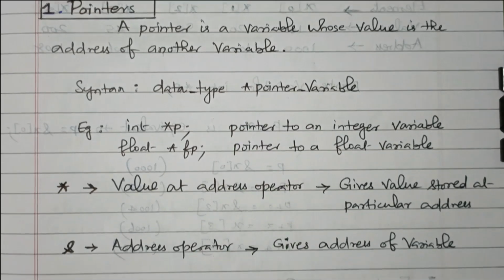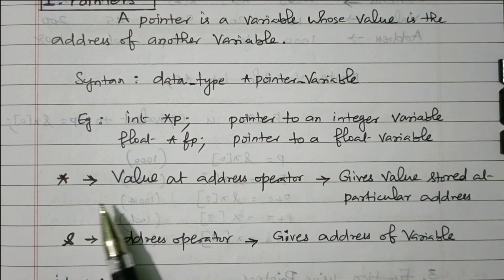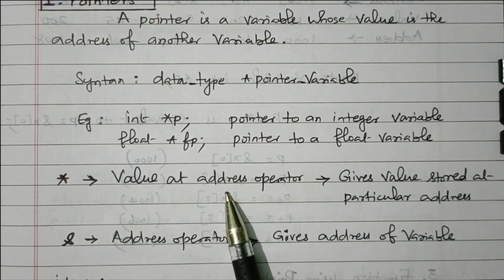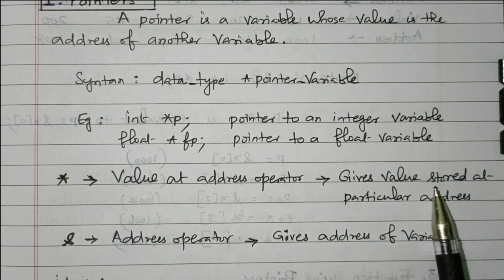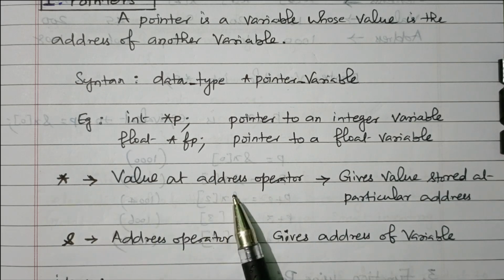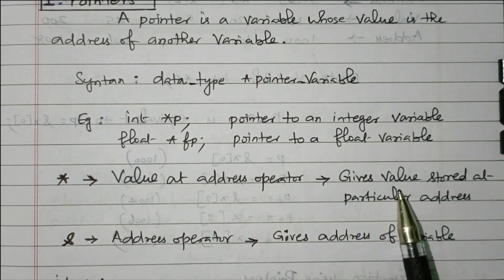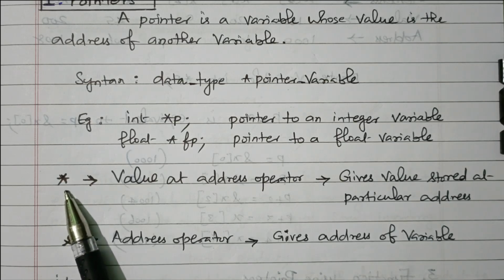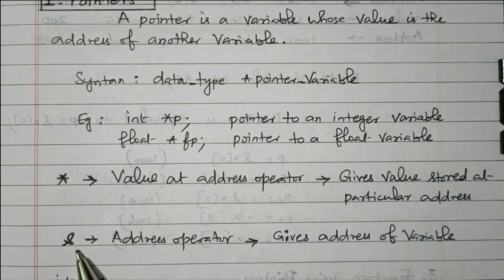Now we'll see the further details. The star indicates value at the address. The value at address operator gives the value stored at a particular address. So if you refer to the star, it will return the content of the address. The & operator, the address operator, will give the address of the variable, the address where the variable is stored. So the star gives the value stored at the address, and the & address operator will give the address of that variable.